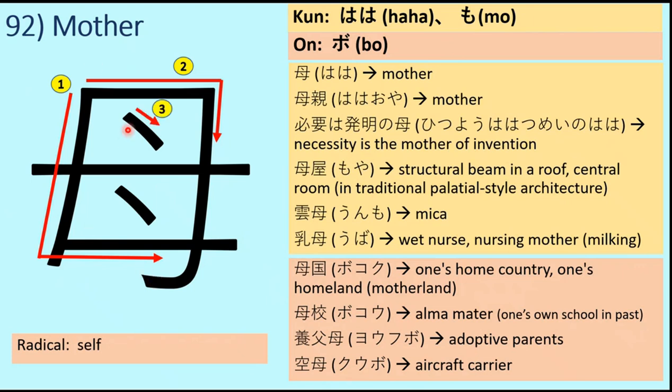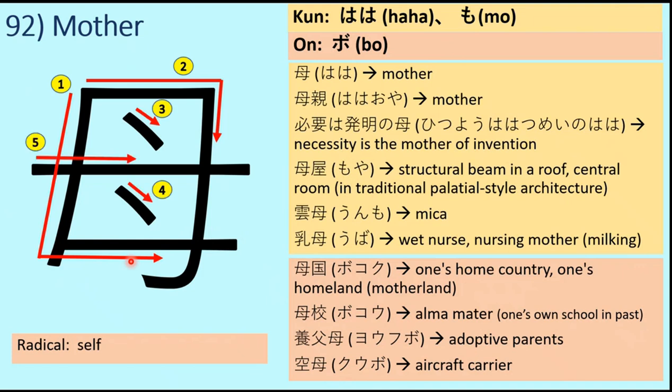Then the third stroke will be this symbol. Fourth stroke will be this dot. And finally, the fifth stroke will be this central horizontal line. So let's do it one more time. First is this. Second is this.